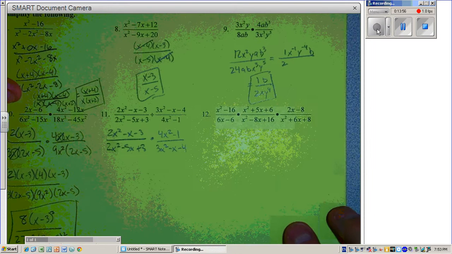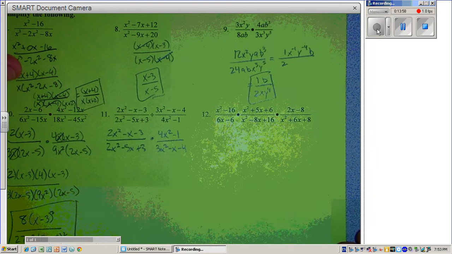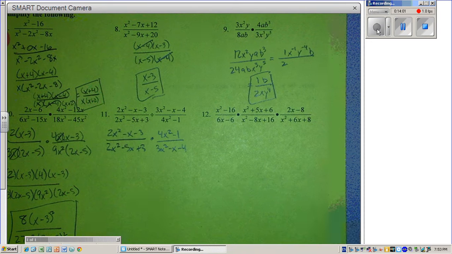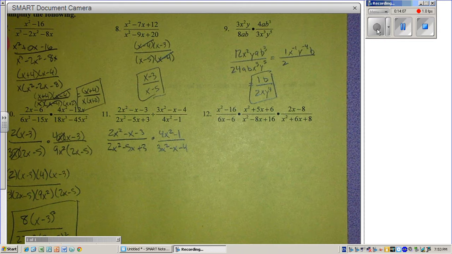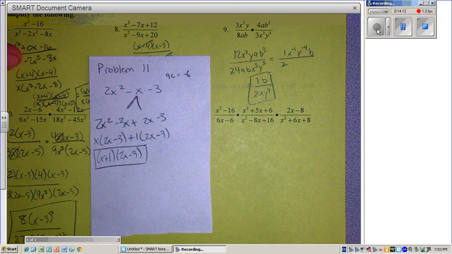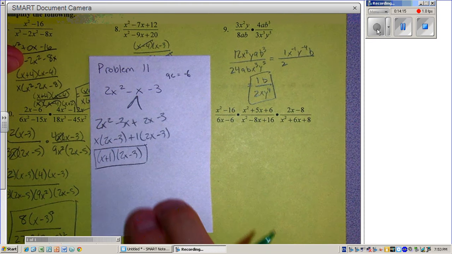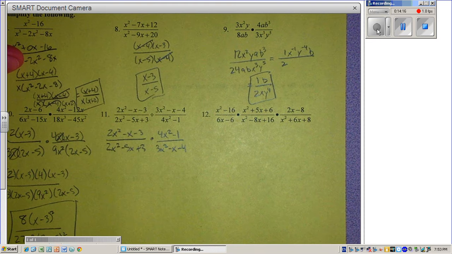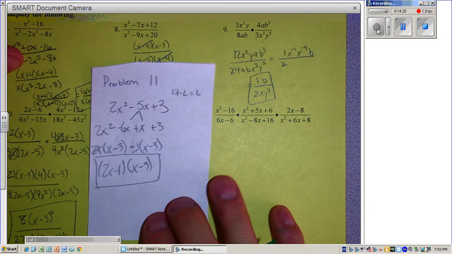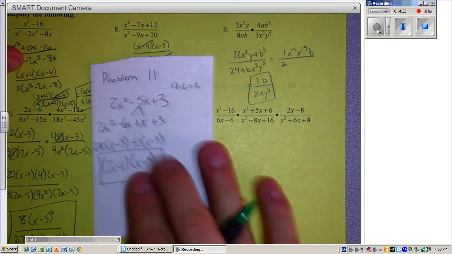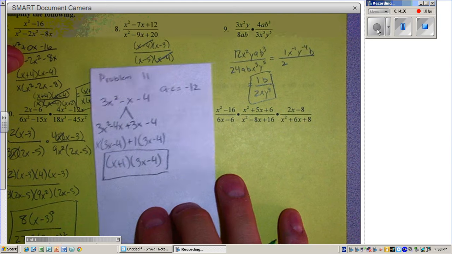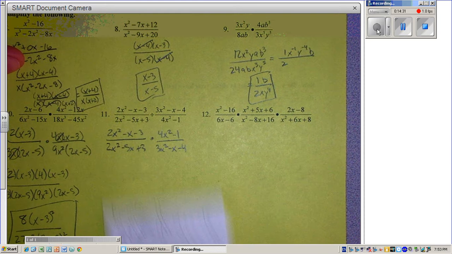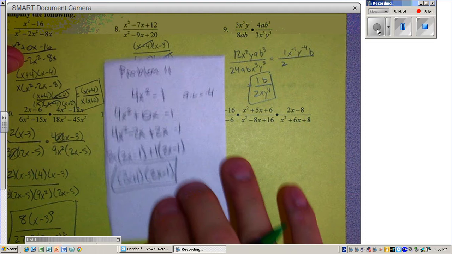Okay, now what you'll notice about all 4 of these expressions, these polynomials, is that we need to group. So I'm going to put up the problem showing factoring by grouping, starting with 2x squared minus x minus 3. So that's how you group. Okay, so pause it right here. Next, that denominator, 2x squared minus 5x plus 3. This is how you group. Pause it. Next, 3x squared minus x minus 4. This is how you group. And lastly, 4x squared minus 1. This is how you group.